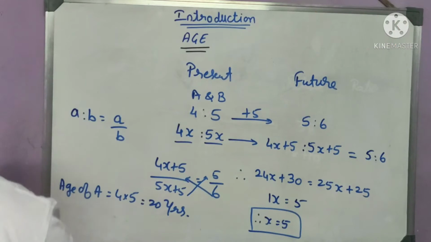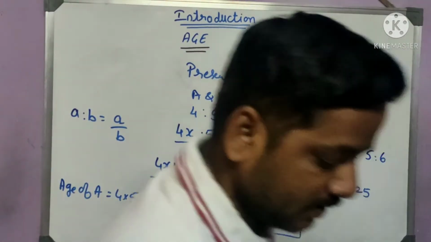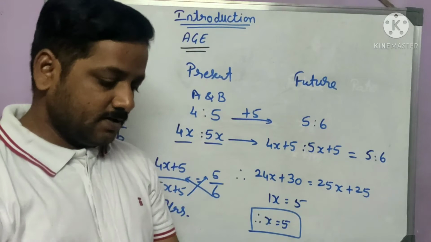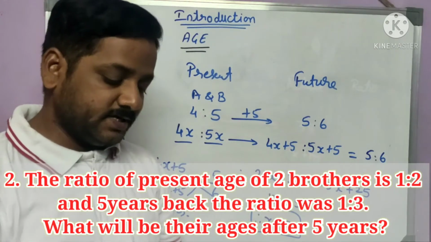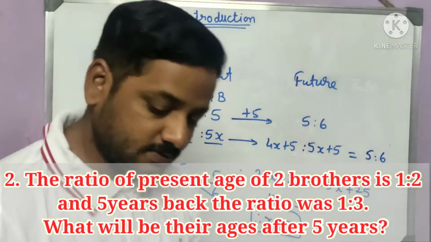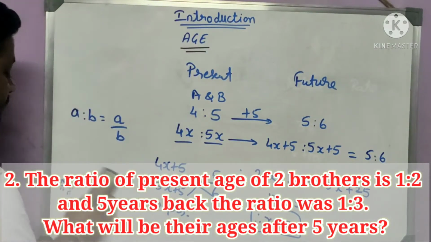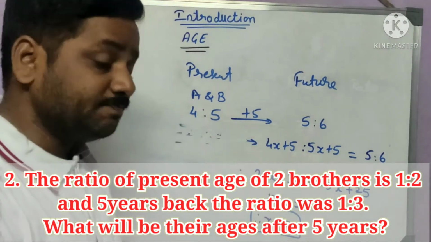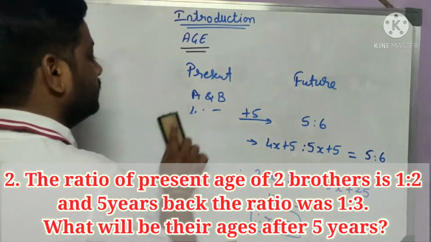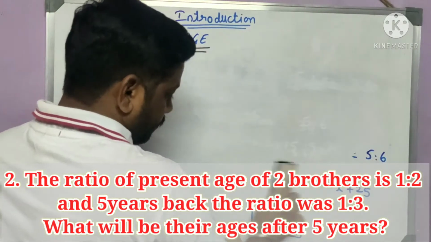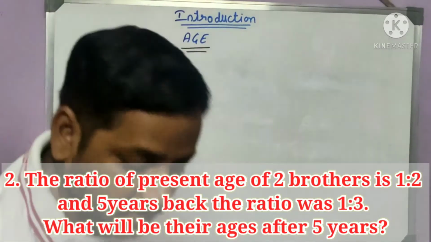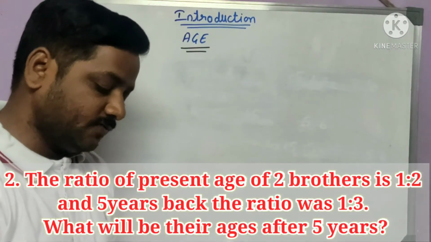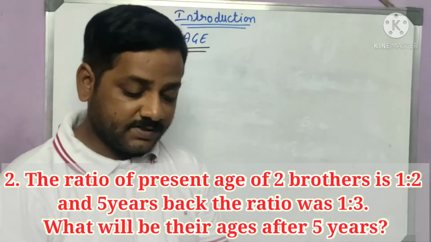Now let us have a look at the second question. We can have a look over the screen where we have the second question, and let me read the question. The ratio of present age of two brothers is 1:2. Okay, the ratio of present age of two brothers has been given, that is 1:2. And 5 years back, they are talking about the past now, 5 years back, the ratio was 1:3. What will be their ages after 5 years?